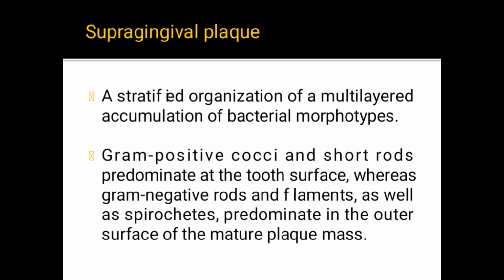Supragingival plaque is basically a stratified organization, a multi-layered accumulation of bacterial morphotypes. As the plaque becomes mature, it develops distinct layers. It is a stratified organization in strata, a multi-layer accumulation of different types of bacteria with different sizes and shapes accumulated in different layers.